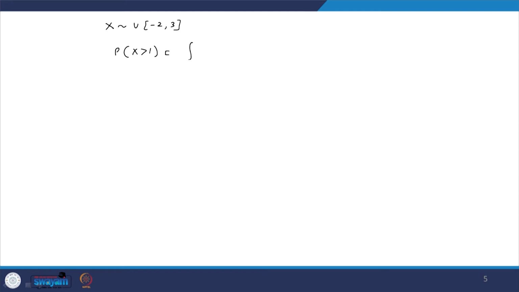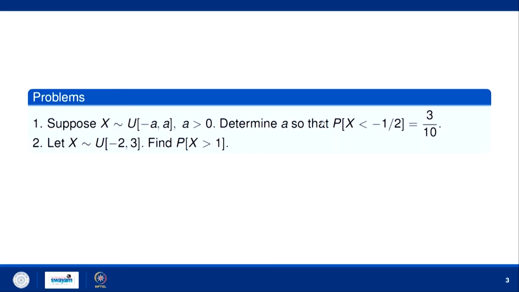So, this will be equal to the integral from 1 to 3 of 1 upon b minus a, and b minus a here is 5, so 1 upon 5 dx, because it is b minus a. So, it is 1 upon 5 times x from 1 to 3, which is 1 upon 5 times (3 minus 1), that is 2 upon 5 or 0.4. So, the probability for x greater than 1 is 0.4 for this problem. So, these are very simple illustrations meant for uniform distribution functions.